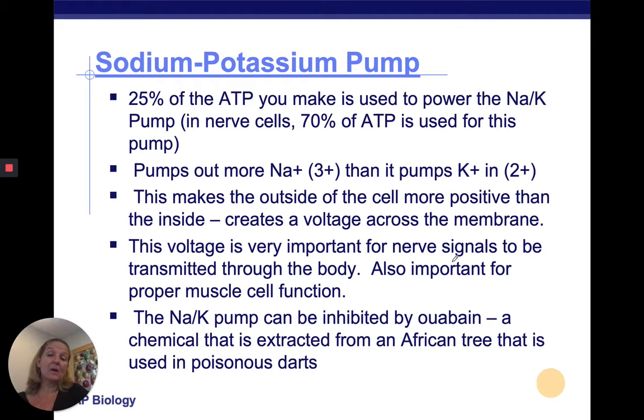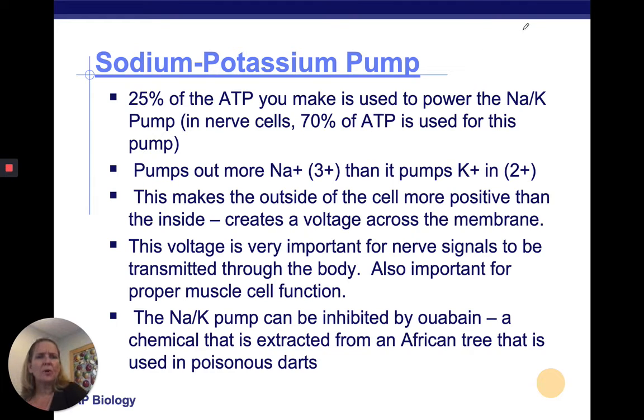So I want to talk in detail about the sodium-potassium pump. The sodium-potassium pump is one of the most important proteins in your body. It is a protein that pumps sodium in one direction and potassium in the other. What it does is it pumps out 3 sodiums and it pumps in 2 potassiums into the cell.